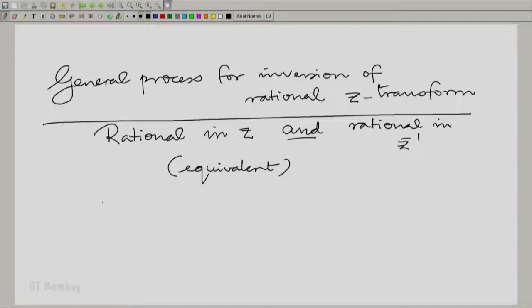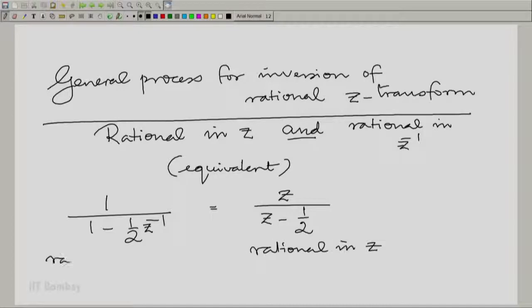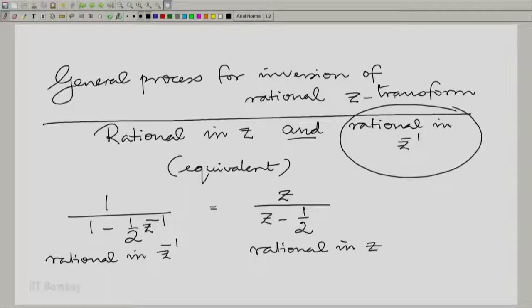So, for example, you could think of 1 by 1 minus half Z inverse also as, by multiplying both numerator and denominator by Z, Z by Z minus half. So, it is rational in Z and also rational in Z inverse. They are equivalent. Now, what we can do is to take one of them with which we are more comfortable. So, let us take the rational in Z inverse interpretation. That means we will always write down the particular Z transform as a rational function in Z inverse.